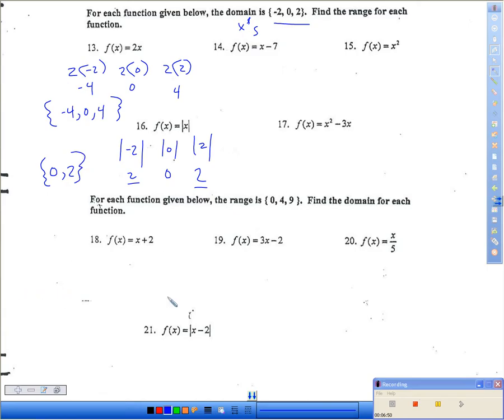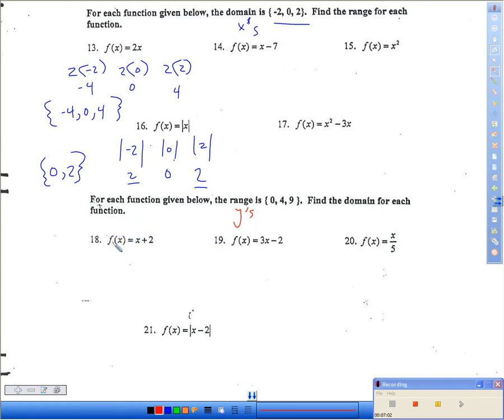On numbers 18 down to 21, the directions say for each function below the range is 0, 4, and 9. So we need to see that the range, that's the y's, are 0, 4, and 9. Find the domain for each function. So now instead of taking out the x and putting in these 3 different numbers, now we need to take out the y and put in these 3 different numbers. Well, we don't have a y in any of these. We see f of x.